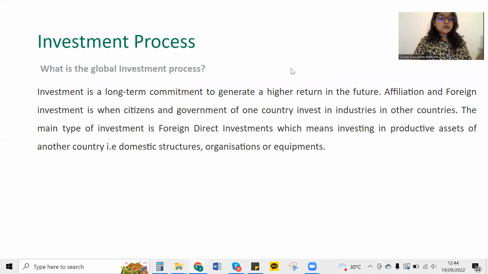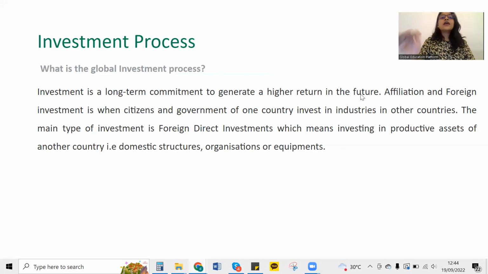Right. So let's look at the global investment process. I'll read through. Investment is a long-term commitment to generate a higher return in the future.